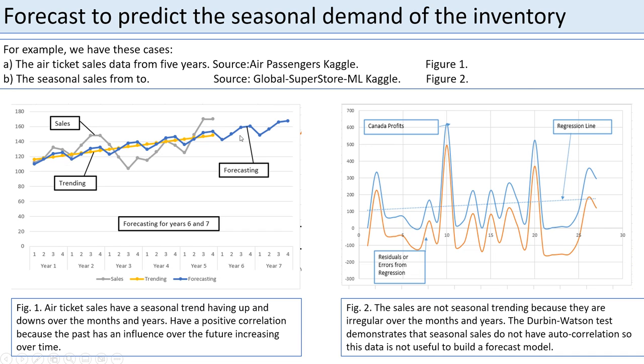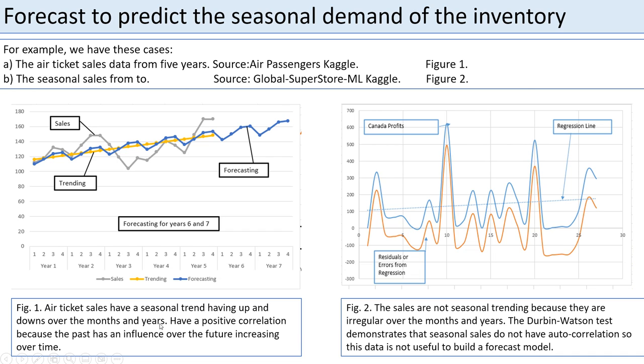We can see the trending here, and what we are going to use in the Durbin-Watson test is the separation between the data of the sales, this seasonal demand, from the regression line, which is known as the linear regression error. So the air ticket sales have a seasonal trending, having ups and downs over the months and years.